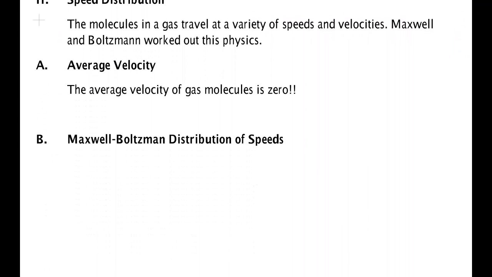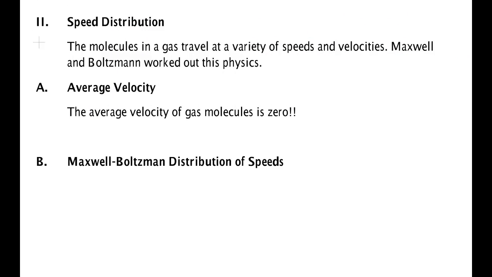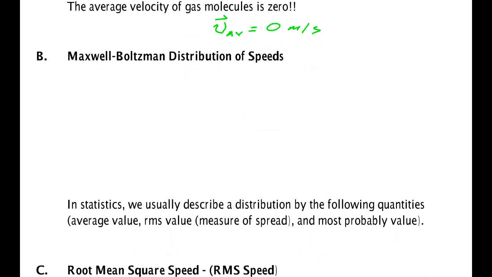Speed distribution. One of the things that was found out is that all the molecules are moving around at different speeds. One thing we know is that their average velocity is 0, because some of them are going to the right, some are going to the left. The average speed, if we just take the magnitude, is not 0. And in fact, it's not any one number. Now, Maxwell and Boltzmann sat down and, through great work, worked out exactly what that is.